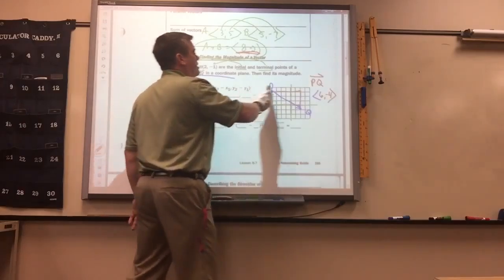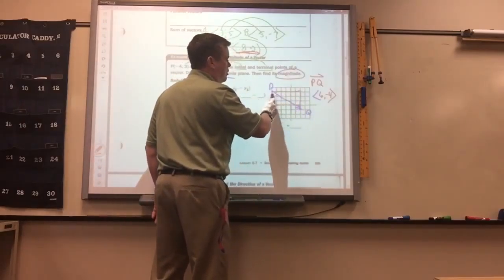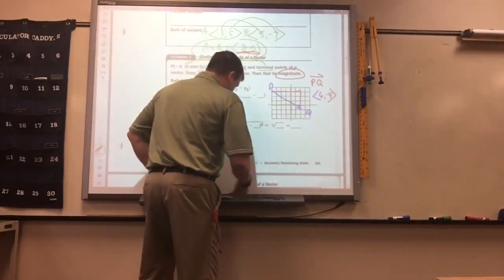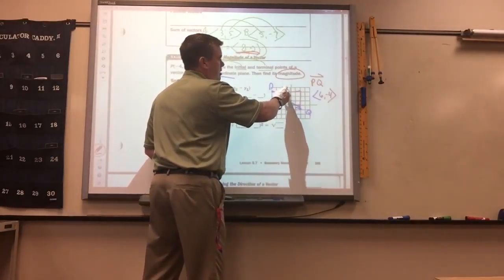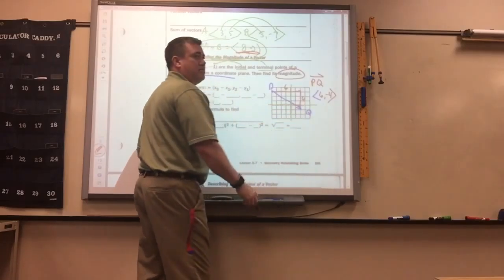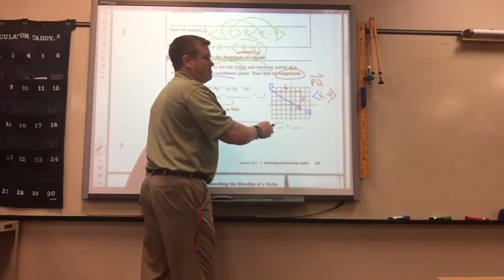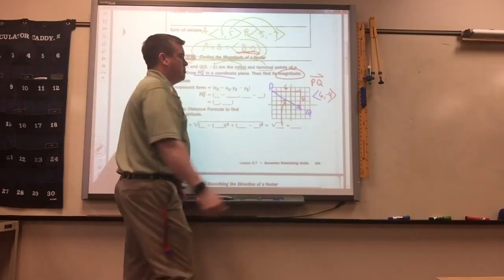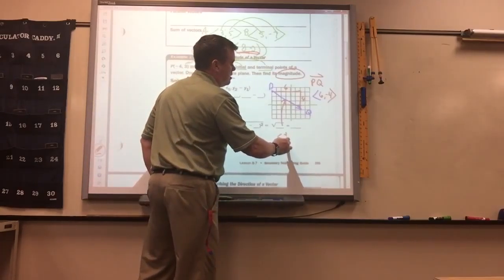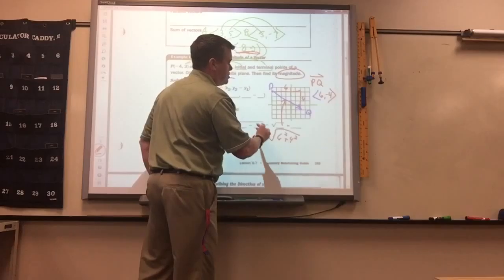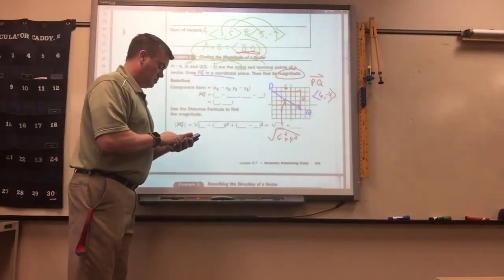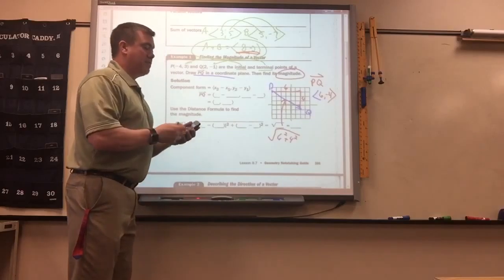And then we got to find the magnitude. The magnitude, remember, is just the length of the hypotenuse. So when we draw in this right triangle, this is 6 and that's 4, right? So in order to find it, you use the Pythagorean theorem. 6 squared plus 4 squared, and you square root it. 7.2.